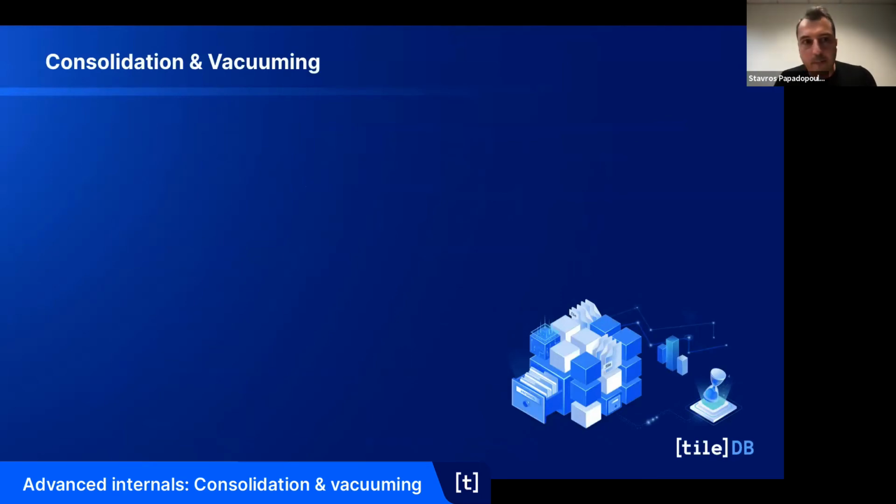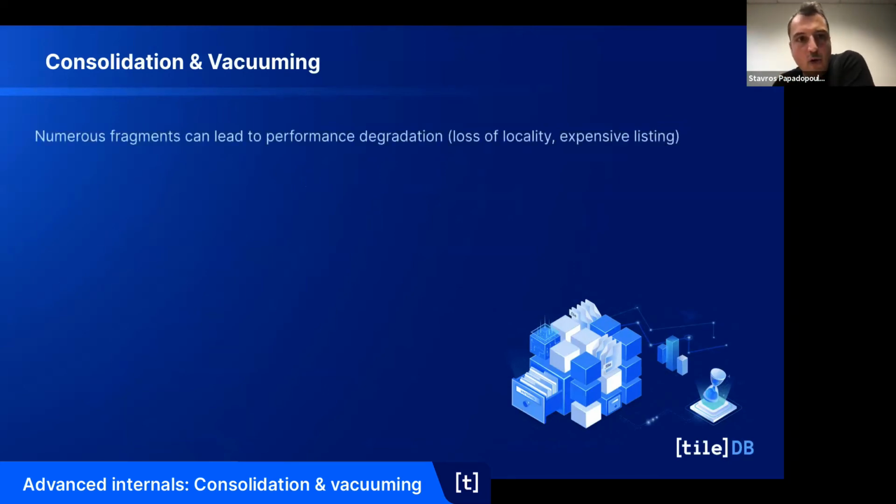One of the last topics is consolidation and vacuuming. Super important, super powerful. This merits a separate webinar, which we will do. But I want to give you some ideas here. So the important takeaway is that if you keep on writing to the array, and if you write very small fragments, right, you're going to end up with numerous fragments. And this is going to lead to performance degradation, okay?